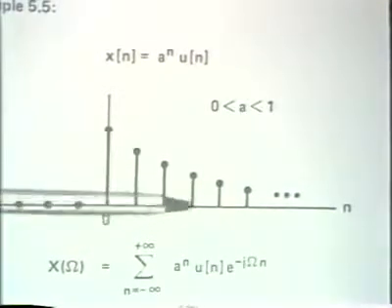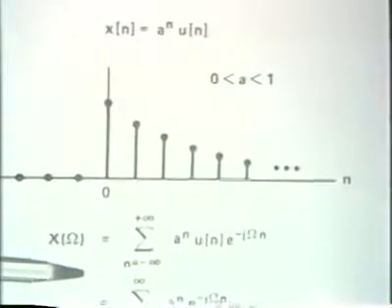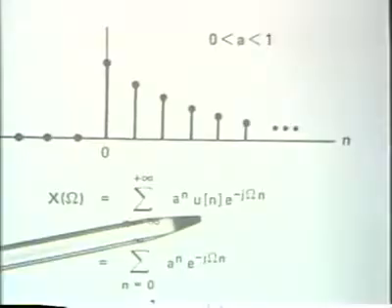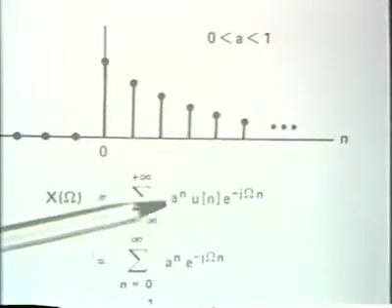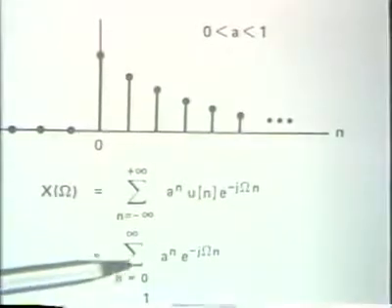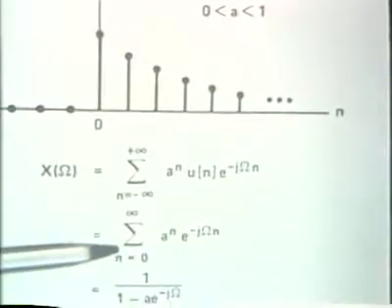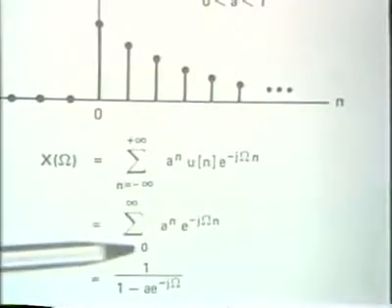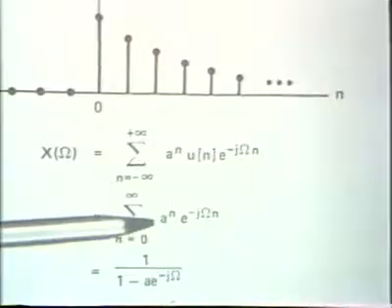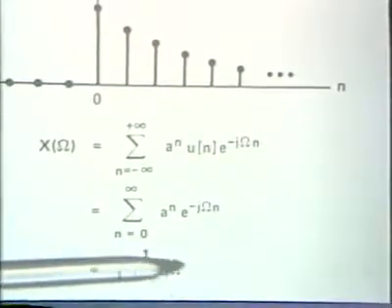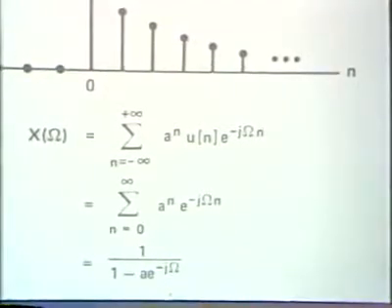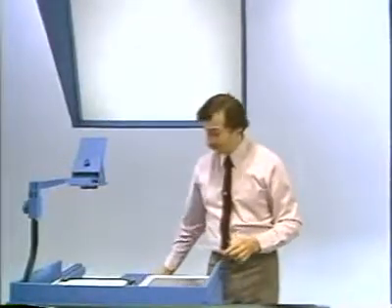Basically, if we substitute into the Fourier transform analysis equation, it's this sum that we evaluate. Because we have a unit step here which shuts this off for n less than 0, we can change the limits on the sum. This then corresponds to the sum of an infinite number of terms of a geometric series, and that, as we've seen before, is 1 divided by 1 minus a e to the minus j omega. So let's look at what that looks like.